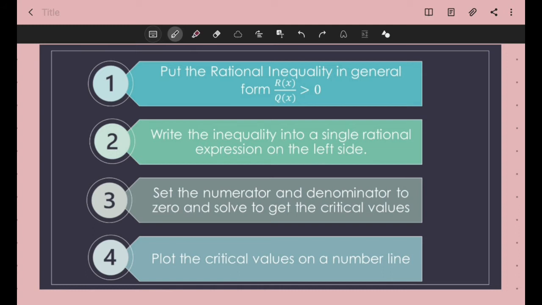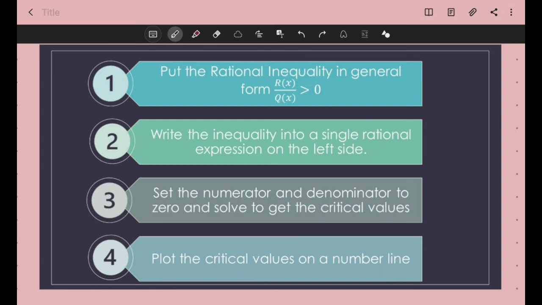The second step is to write the inequality into a single rational expression on the left side. It should be a single rational expression. For step 3, we have to set the numerator and the denominator to 0 and solve to get the critical values. When we set the numerator and the denominator to 0, we have to solve for the value of x, and those values of x are called critical values.